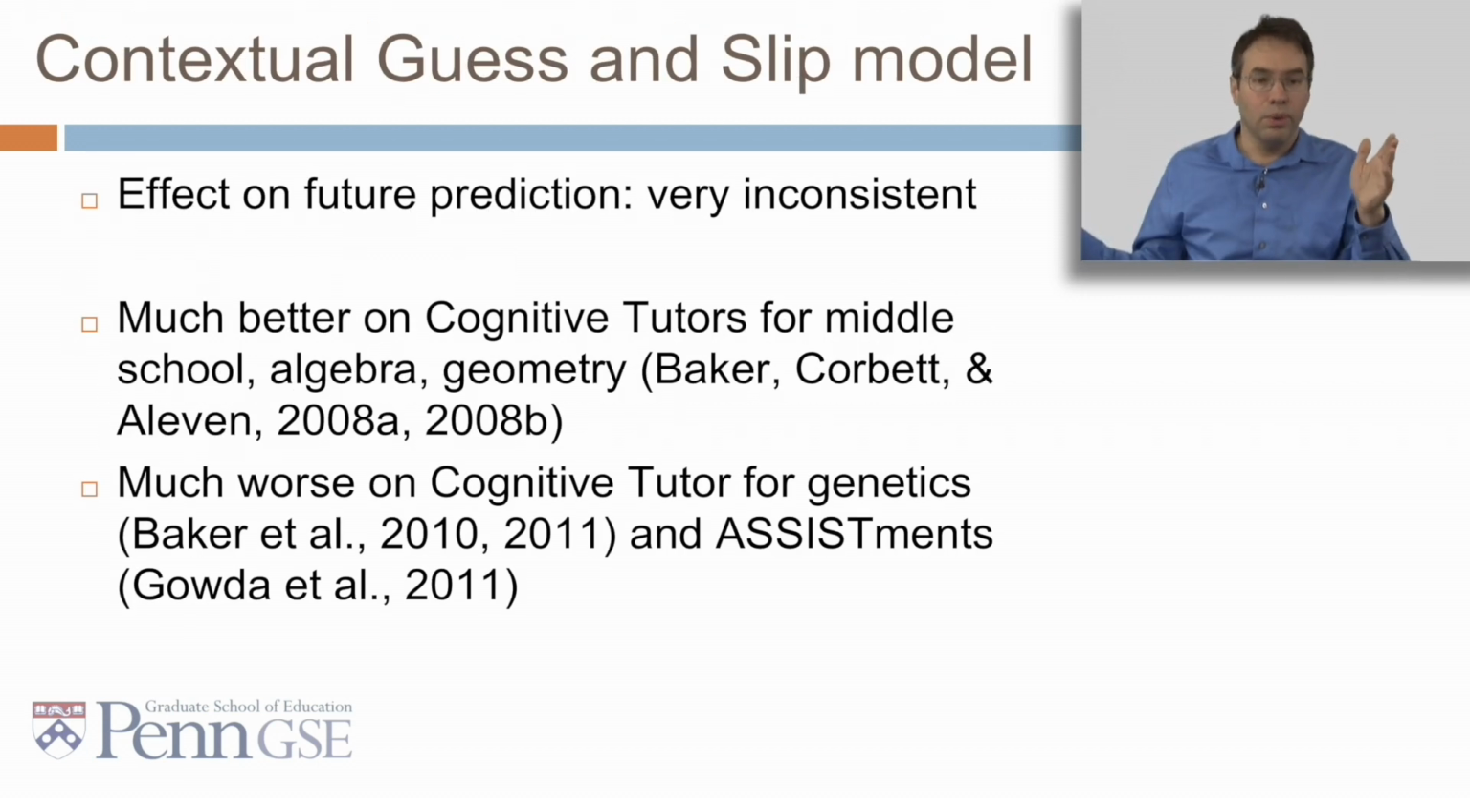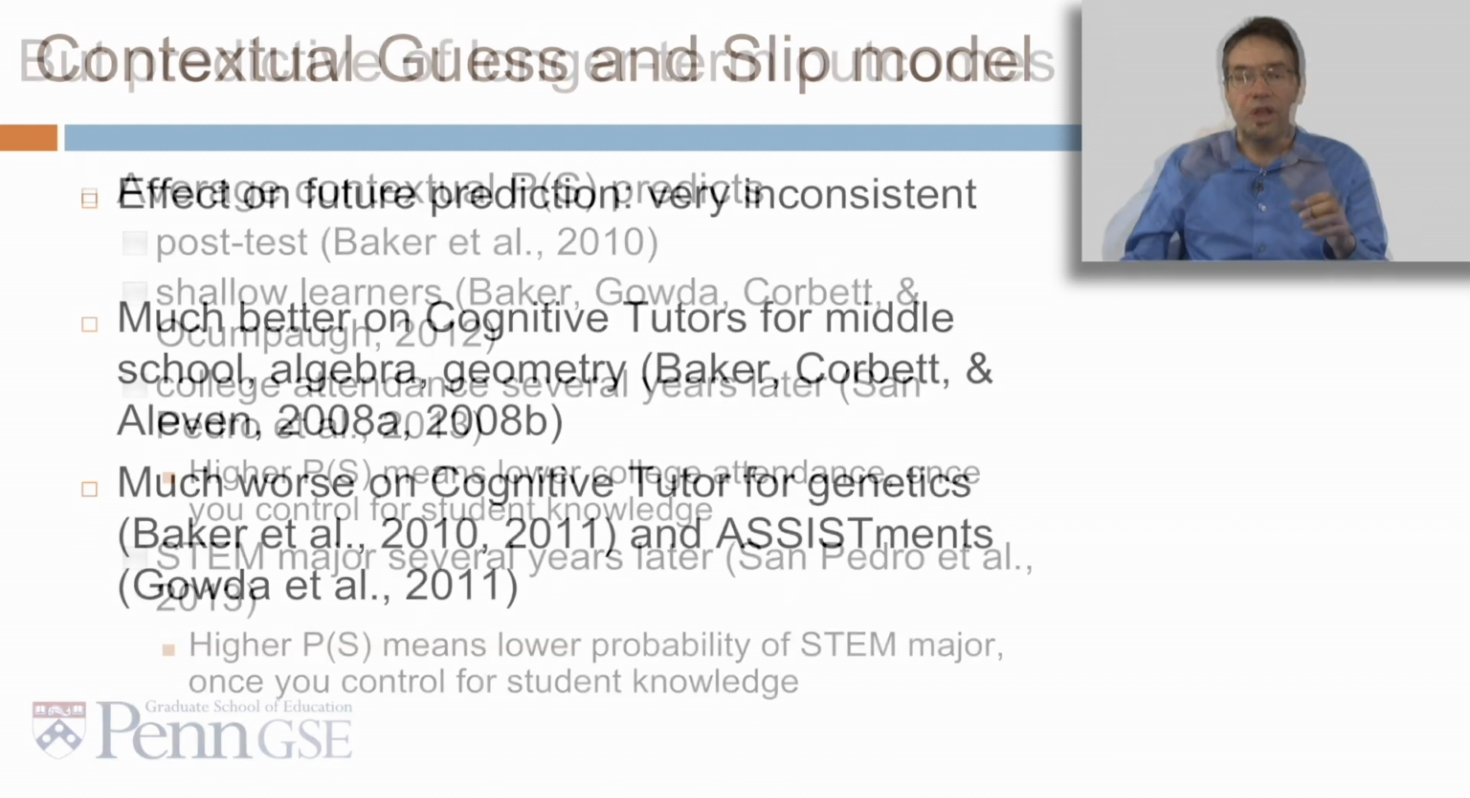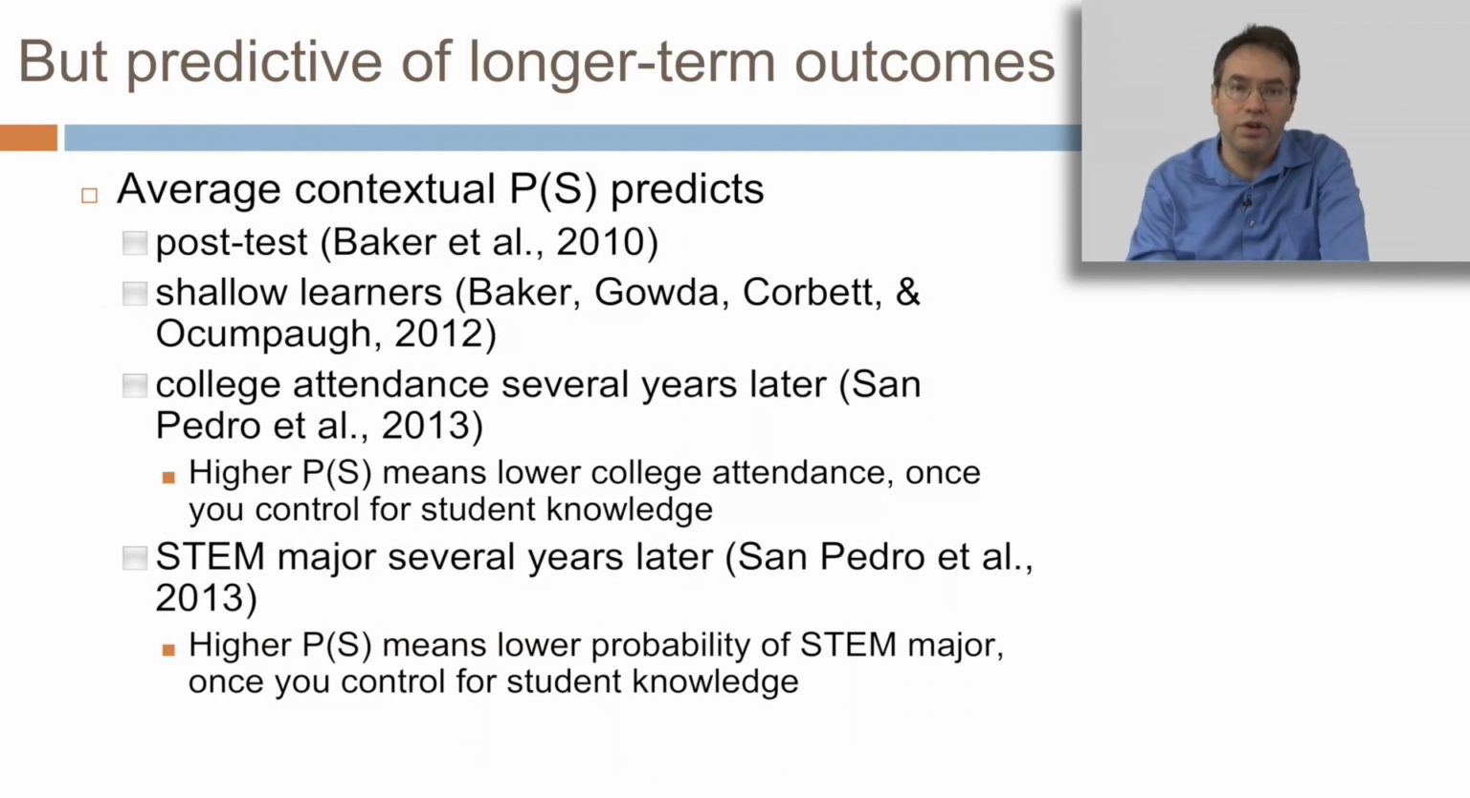How did the model do? Well, the effect on future prediction was quite inconsistent. It was much better on cognitive tutors for middle school algebra and geometry, but it was much worse on the cognitive tutor for genetics and assessments. But as it turns out, even though it's not a very good substitute for Bayesian knowledge tracing, this model produces something which is predictive of longer-term outcomes: each student's average contextual probability of slip.